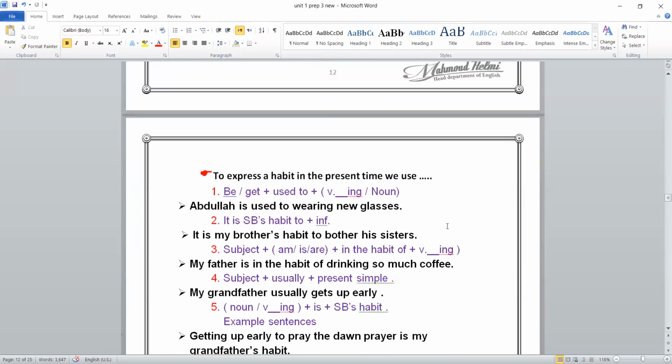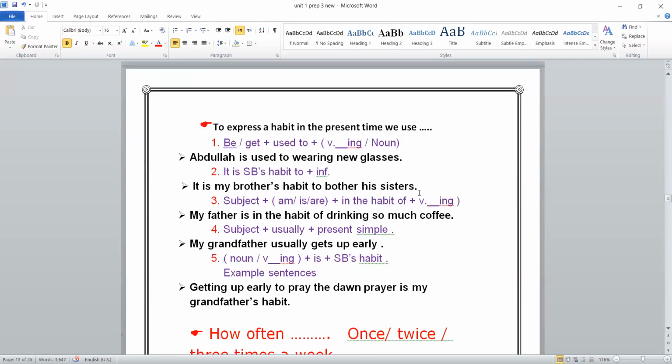To express a habit in the present time, we also use these expressions, which are very important, about using different types of used to. Be, get, plus used to are followed by verb ing or a noun. When I say be, it will be conjugated to am, is, are, or get, used to, plus verb ing or a noun. Give an example, please.